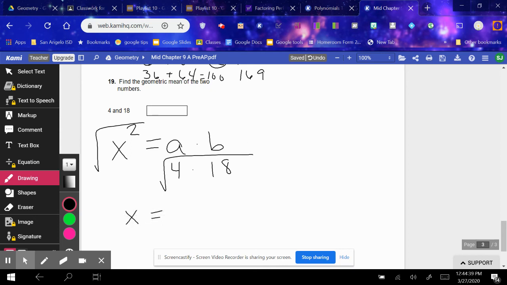Now sometimes it's simpler just to simplify those radicals. So the square root of 4 is 2. The square root of 18 is not a perfect square, so we can simplify it. 18 is 9 times 2. 9 is a perfect square, the square root of 9 is 3, and we keep our square root of 2. So multiply 3 and 2, and we get 6 square root of 2.